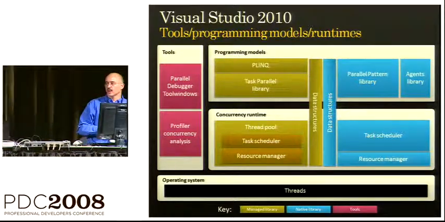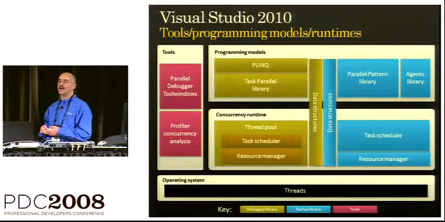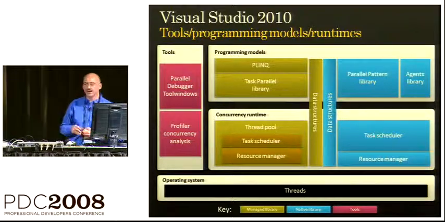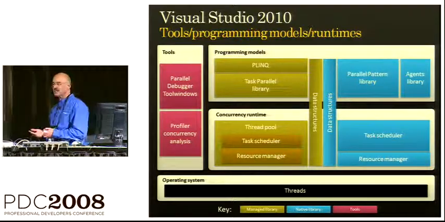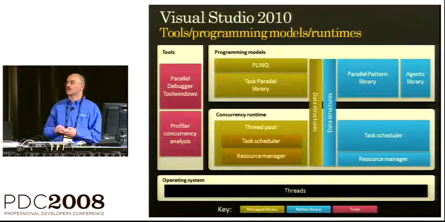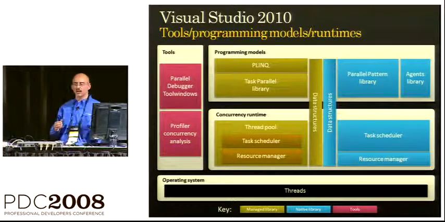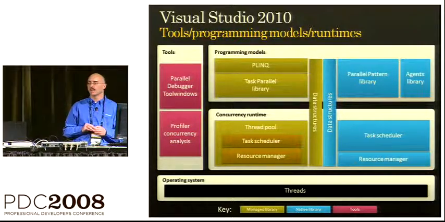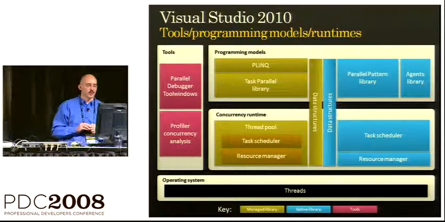On the managed side, we have a parallel version of LINQ. If you're familiar with language integrated query, we now have a parallel version of that. It's relatively simple to express. We also have a task parallel library that makes it very easy to parallelize some very common constructs in .NET applications. And on the left-hand side, in this pink or purple, we show you the tools. We have debugging support for these programming constructs, and we also have parallel performance tools that we're shipping in Visual Studio 2010.